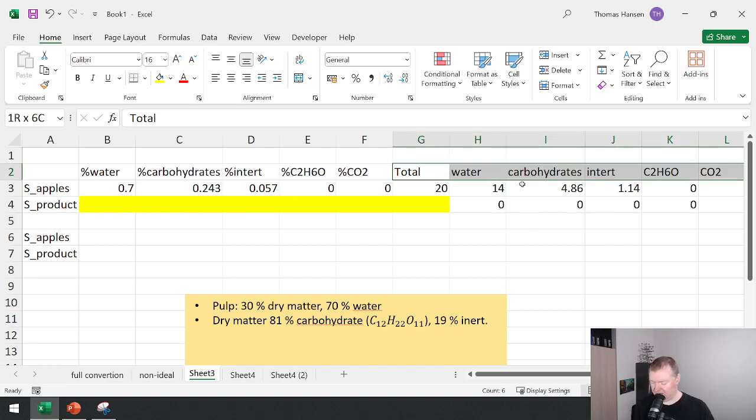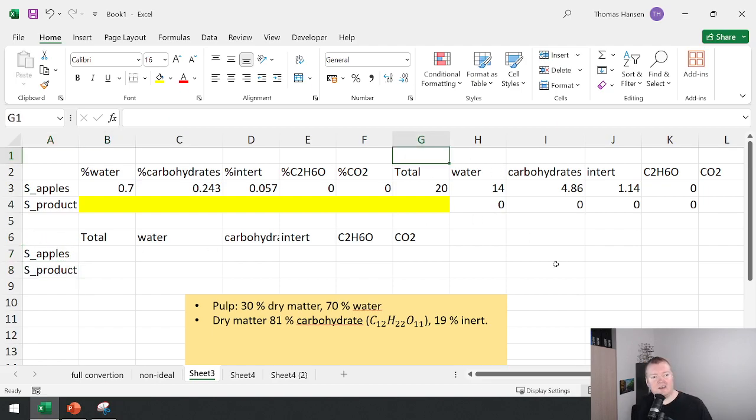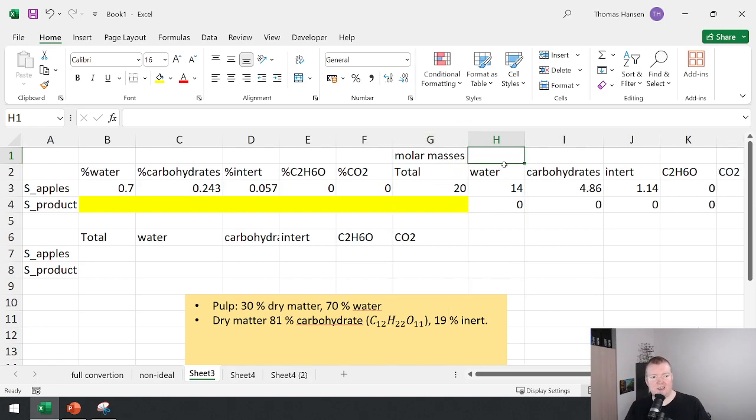We're just going to take the heading that we're using there. Going to put it there. We're going to take these two and move them down one. And up here, I'm just going to write molar masses for the different components because I need them for my calculations.